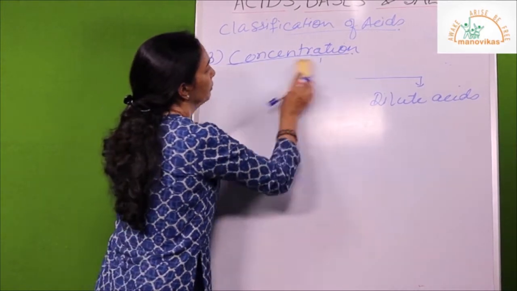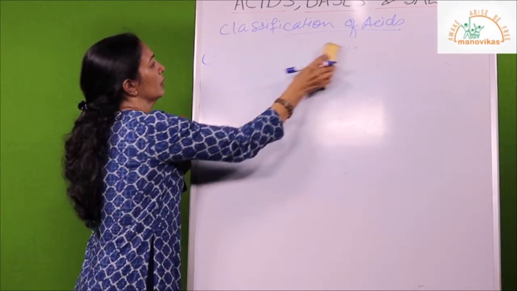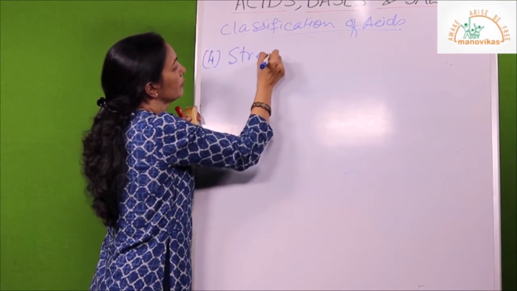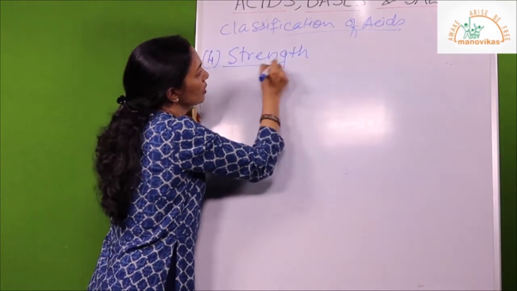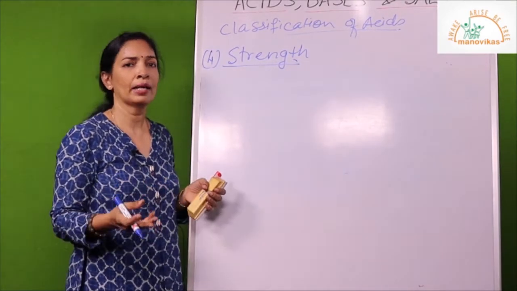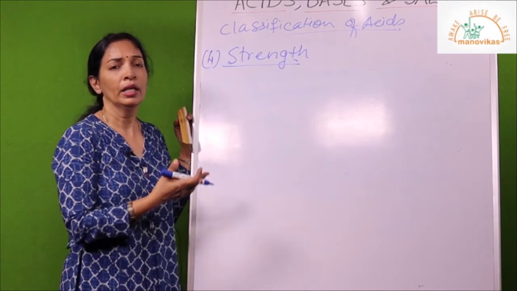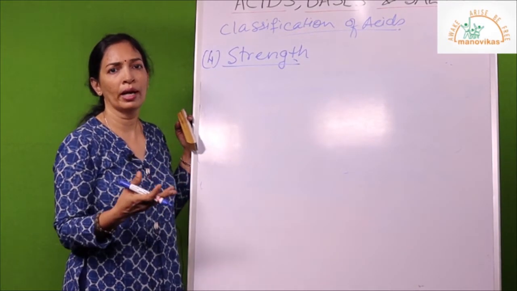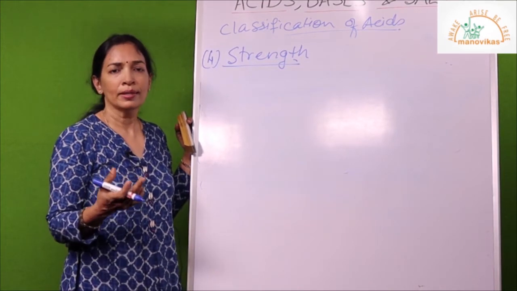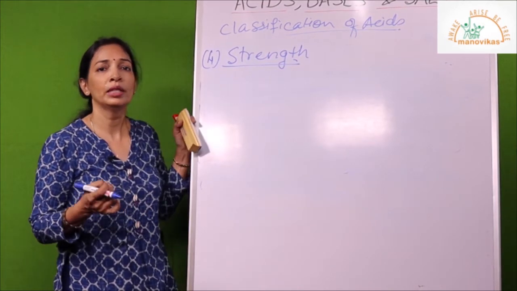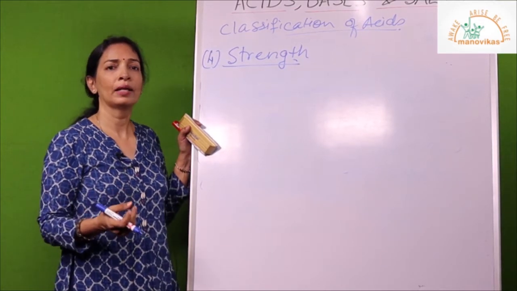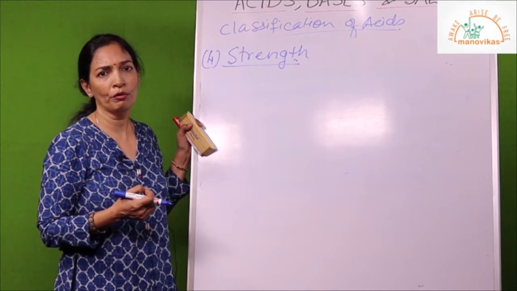Now the fourth one is on the basis of strength of an acid. You heard about strong acids and weak acids in sources while teaching. I said inorganic acids are usually strong and organic acids are weak acids. So what is strength? How is it measured? Strength is measured with respect to degree of ionization. Now what is degree of ionization? There is a formula to calculate it.